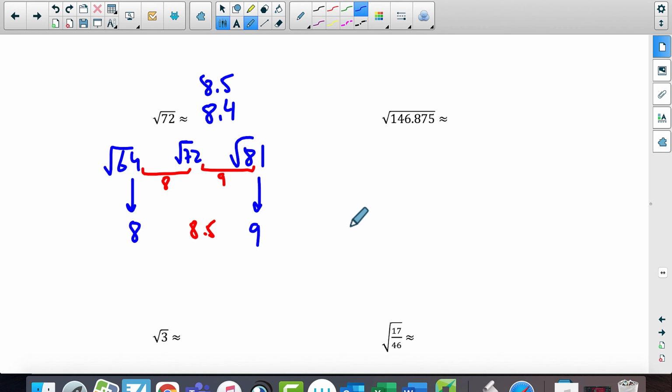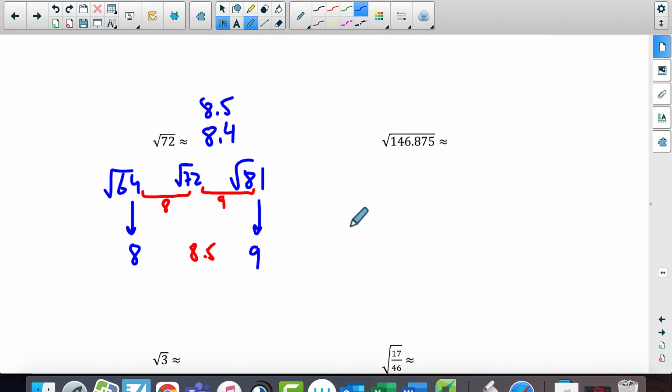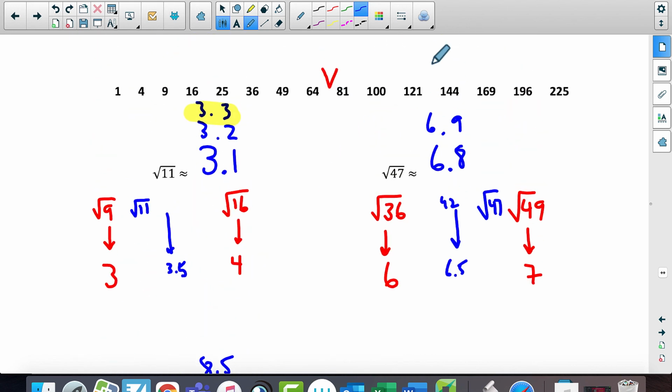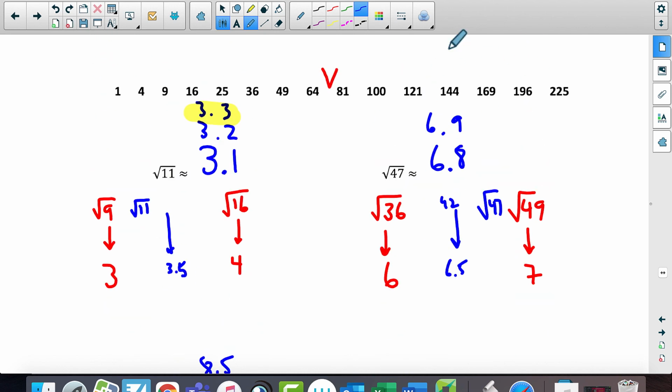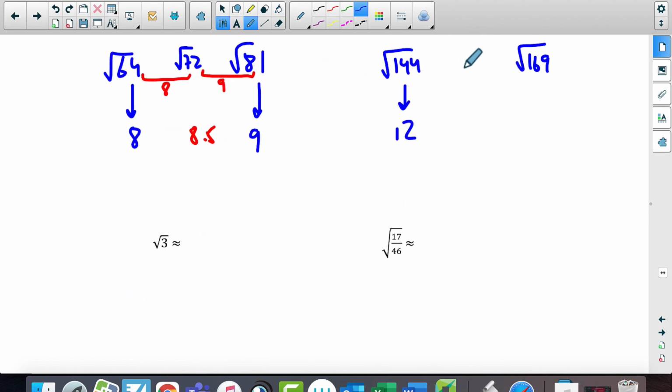Okay, next one, 146.875. Oh my gosh, that's so confusing. Guess what? When you're estimating, you cannot estimate to 3 decimal places like this. Just ignore the 0.875. It really doesn't make much difference at all. So just look at the 146. Where does that fall between? 144 and 169. So we need to figure out the square root of 144 and the square root of 169 to start this. Okay, square root of 144. What multiplies by itself to get 144? It's 12. If you didn't know that, you could count over from the left. 1, 2, 3, 4, 5, 6, 7, 8, 9, 10, 11, 12. It's the 12th one, so it must be 12.